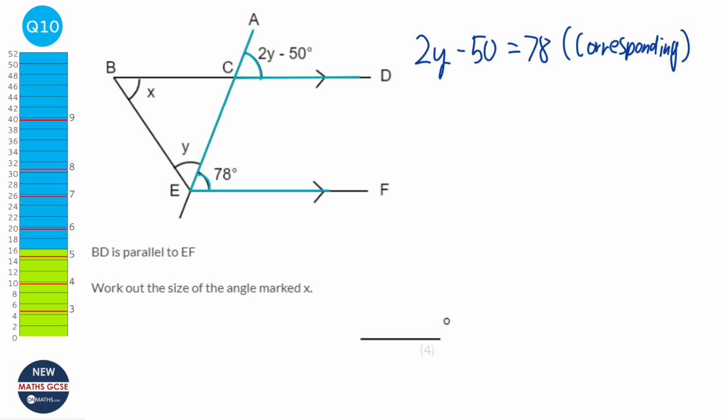Now here we've got an equation and we want to solve it, so we get our lines in. We go first of all add 50 to both sides.